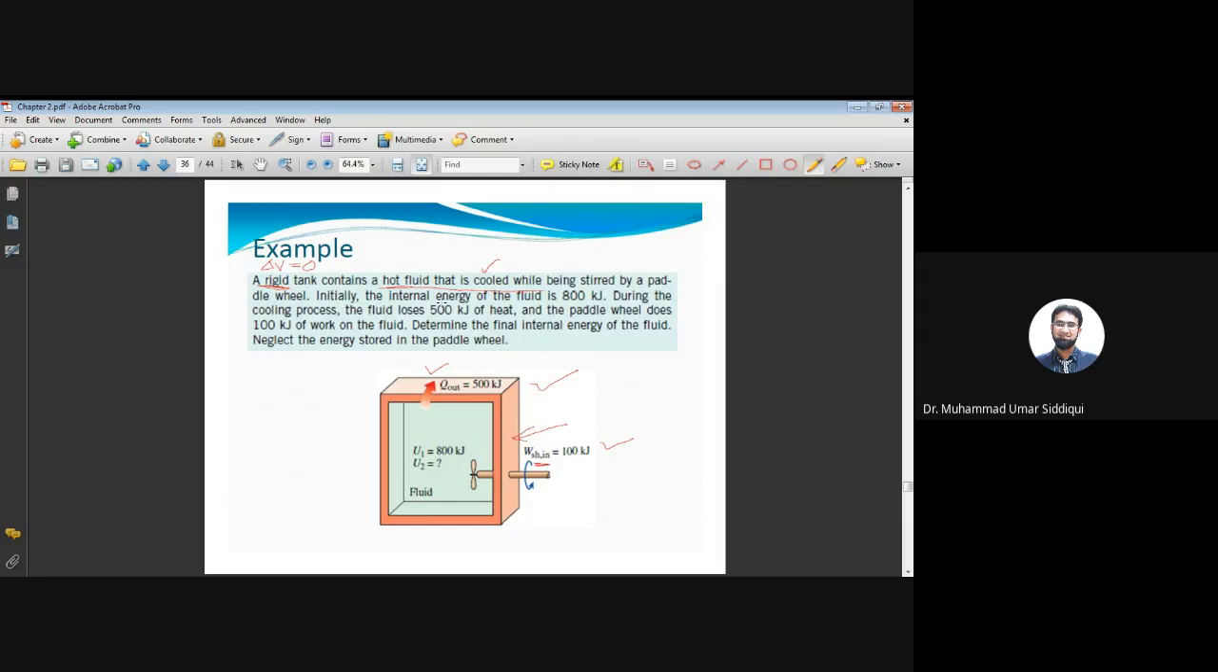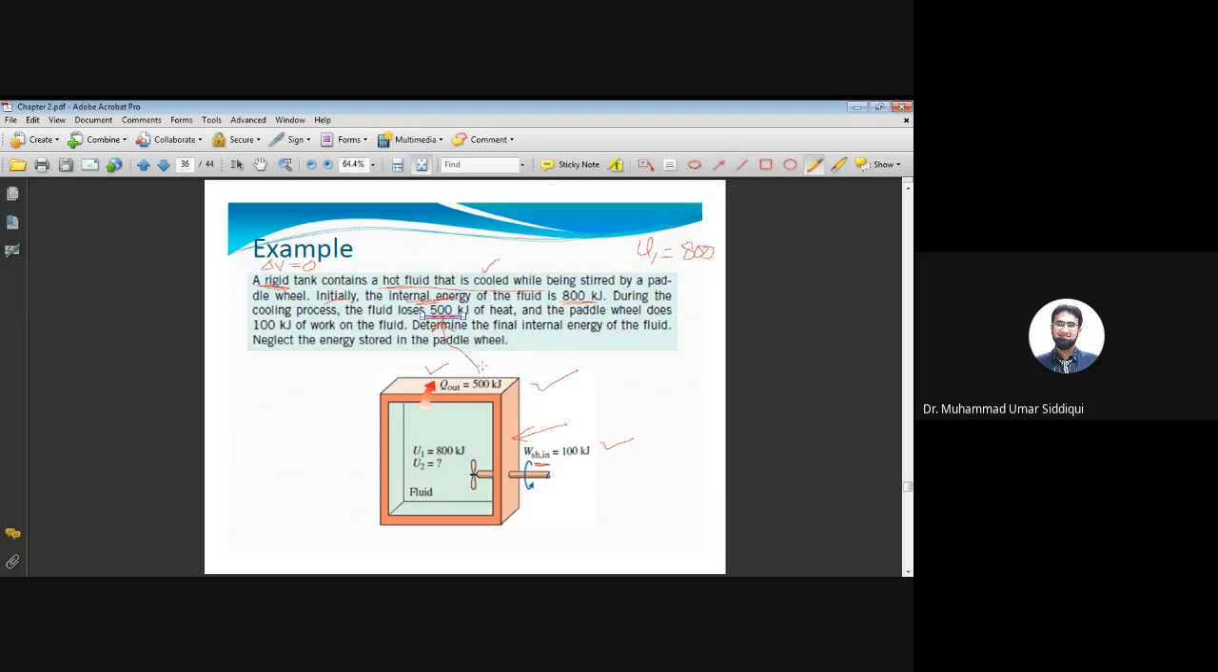Initially, the internal energy of the fluid is 800 kilojoule. So what do we have here? Initially, U, because we are talking about internal energy. That means U1 is given, and it's 800. During the cooling process, the fluid loses 500 kilojoule of heat. So how much is the amount of heat going out? What is the amount of Q out? That's 500 kilojoule.